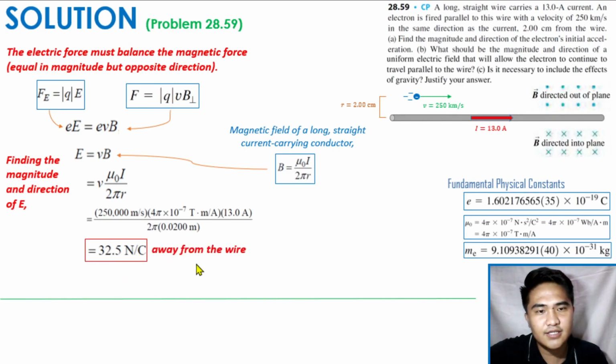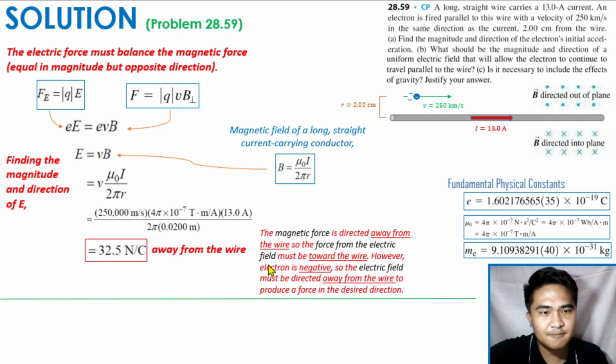And the direction is away from the wire. Because the magnetic force is directed away from the wire, so the force from the electric field must be toward the wire. So as stated here, they are opposite in direction. However, electron is negative, so the electric field must be directed away from the wire to produce a force in the desired direction.